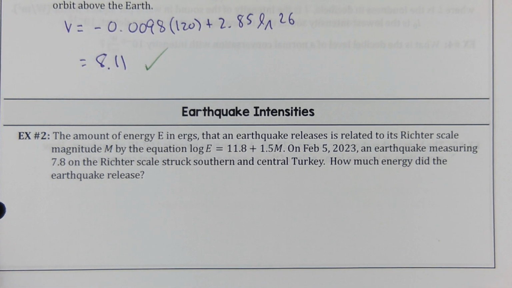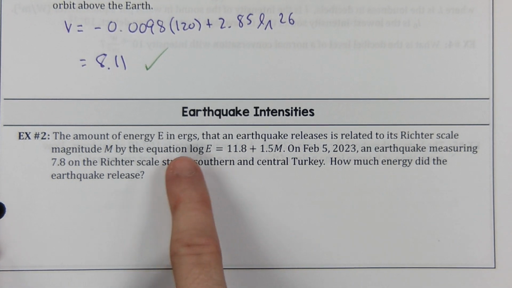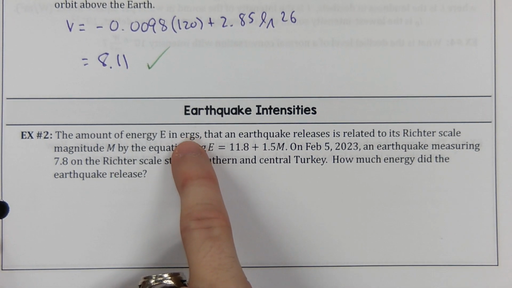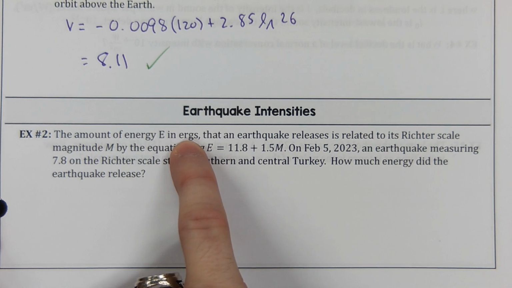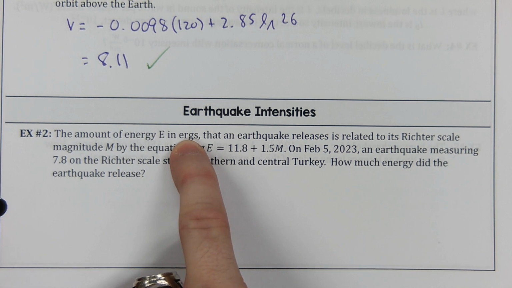The amount of energy, capital E, in ergs, and by the way, this is a unit of energy. 1 erg is equal to 10 to the negative 7 joules of energy. So if you're a physics student, you know about joules. No. 1 erg is not that much. 10 to the negative 7 joules.